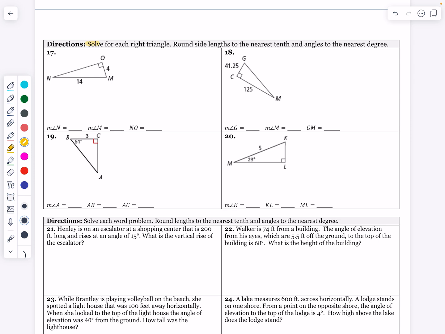This set of directions says solve each right triangle. And I just want you to think back, what does solving a right triangle mean? You know that a right triangle has been solved when you know all of the angles. So you have three angles known and three sides known. So what this is going to do is it's going to allow you to use trig and the Pythagorean theorem to find missing pieces.